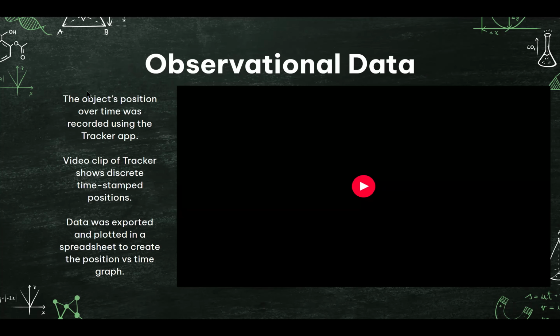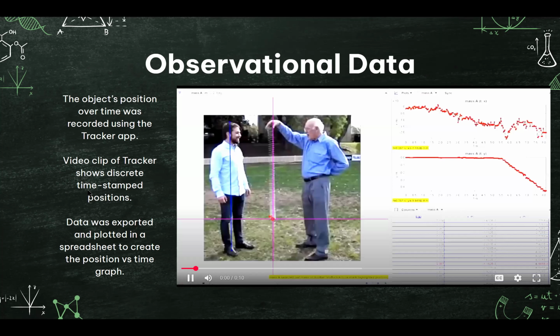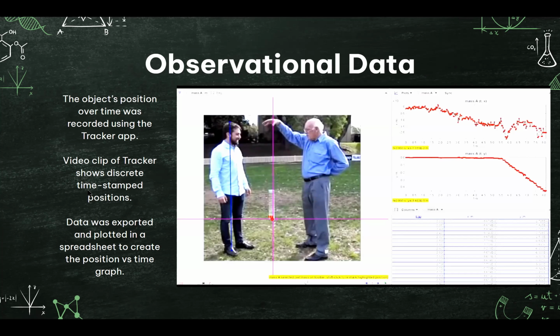For the observational data using Tracker, we recorded the slinky's motion as it fell. We noted that the top accelerates downward first, while the bottom remains stationary until connected by the collapsing top. Here's the video that reflects that. This was all used in Tracker.